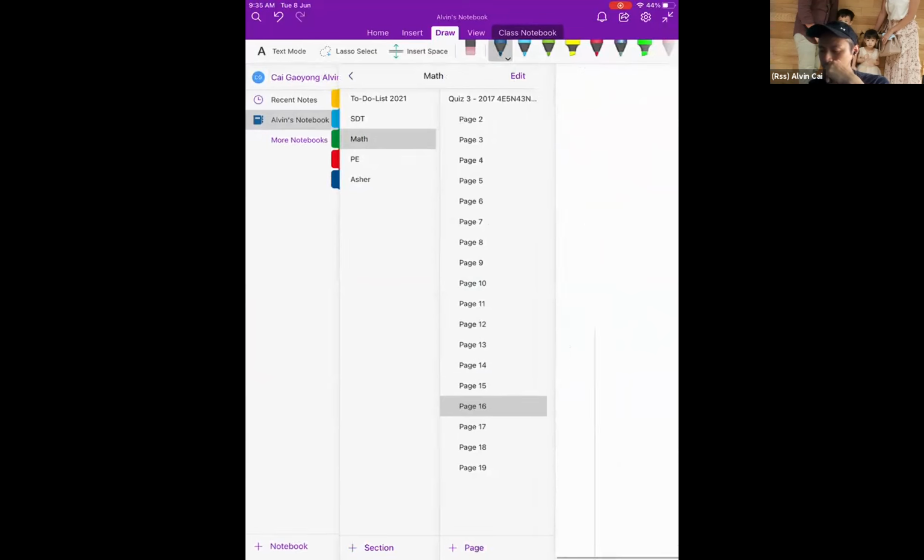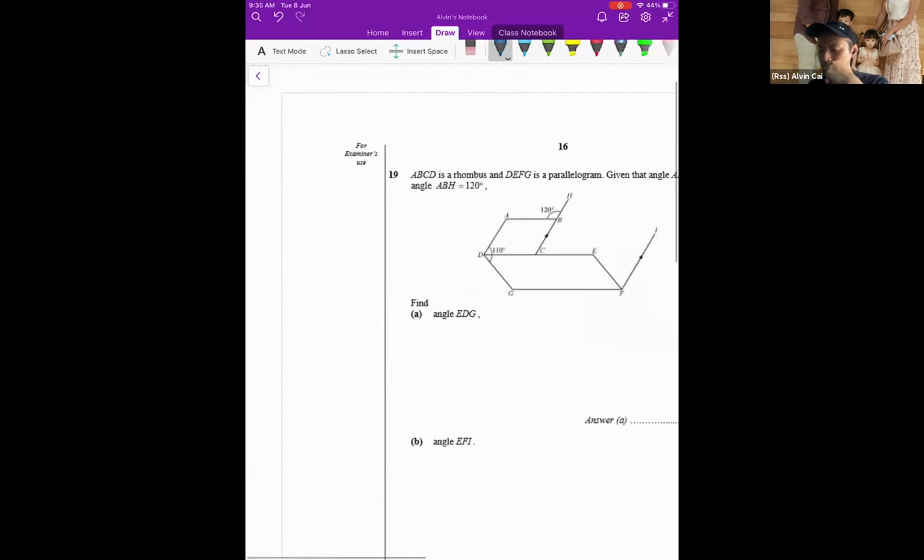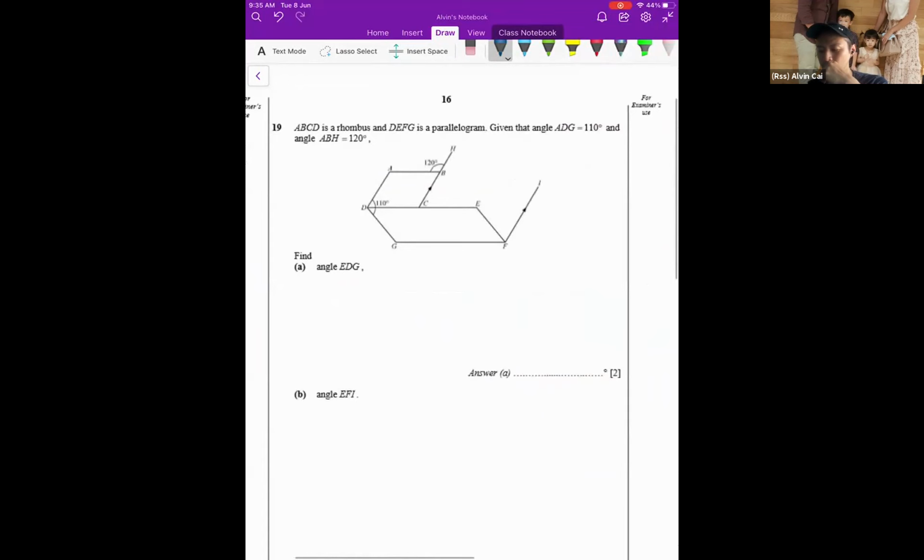So let's continue. Question 19. This is something that is not too hard. I will probably give you the answer straight away. If you need me to help you, let me know. So the angle for this EDG will be this part, and the answer will be 50. To find this, basically we need to find this angle. After that, we find this angle, we can find this angle. Then after we got this angle, then we can find this.